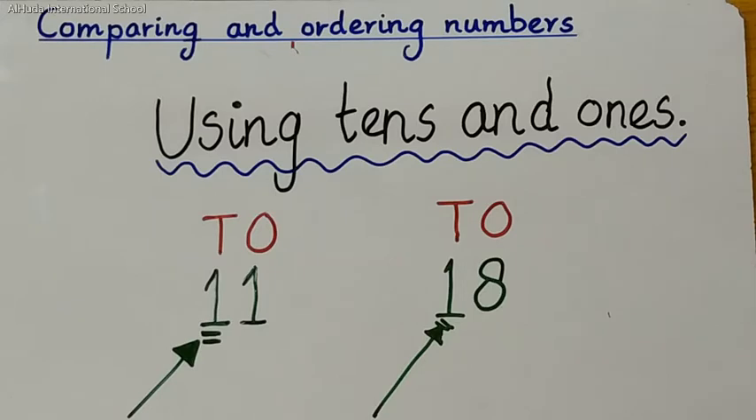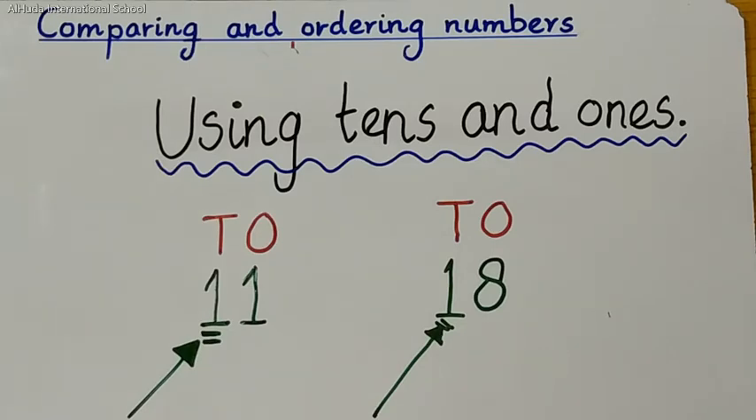Now we have two numbers here, 11 and 18, and we are going to compare and find out which number is bigger and which number is smaller. So when we want to find that out, we look at the tens first. Which number is in tens place? We have 1 here in tens place and we have 1 here. So the tens are the same, which means they are equal. No number is bigger and none is smaller.